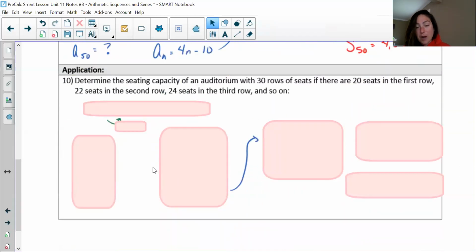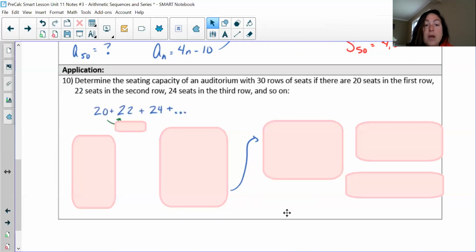Do an application problem. Determine the seating capacity of an auditorium with 30 rows of seats if there are 20 seats in the first row, 22 seats in the second row, 24 seats in the third row, and so on. So we have 30 rows. First row is 20, then 22, then 24.